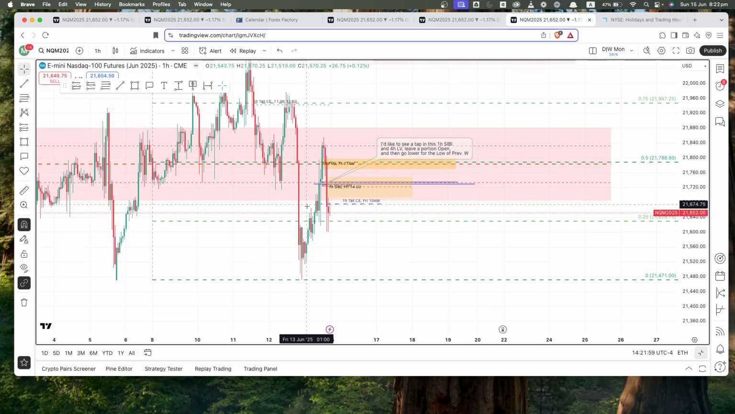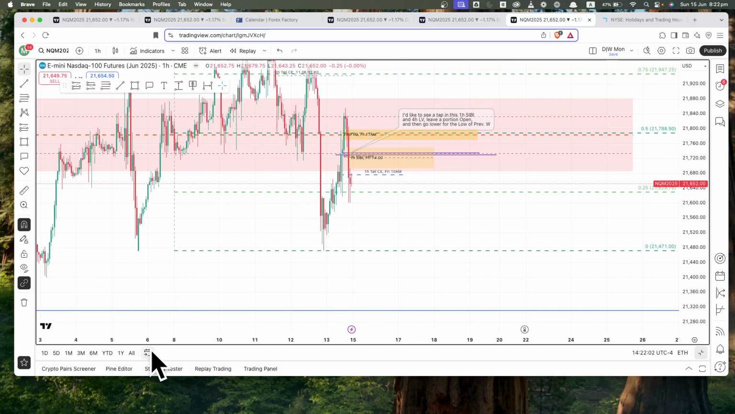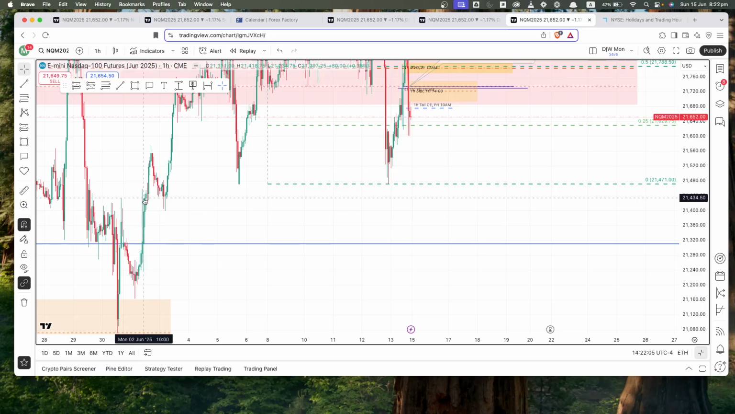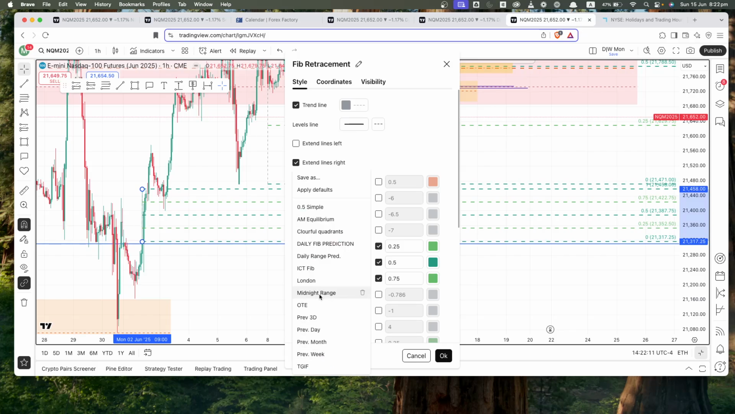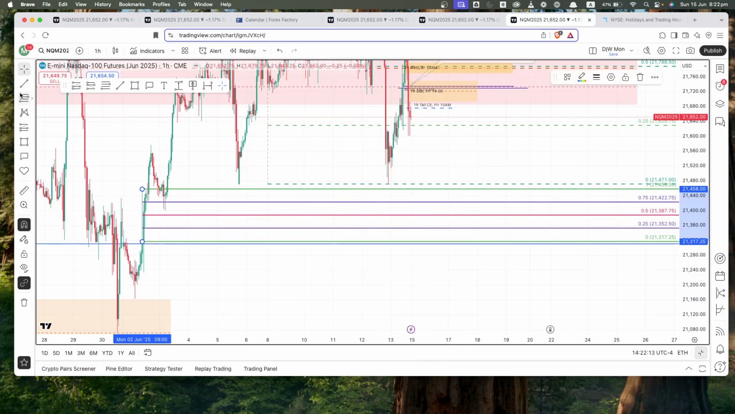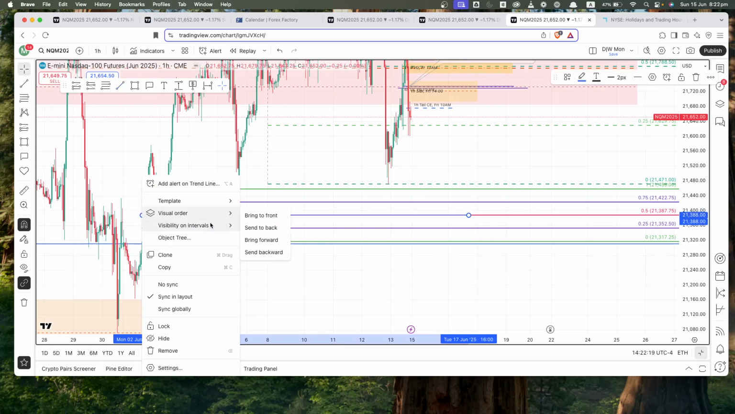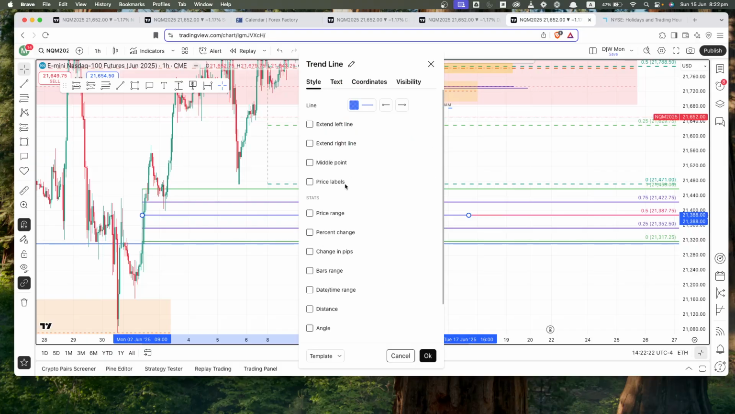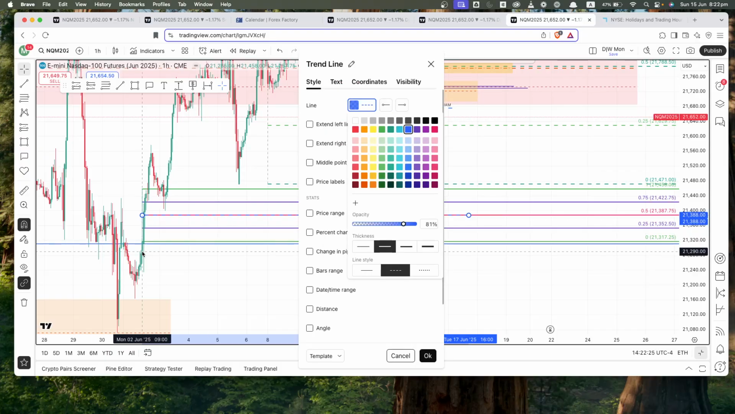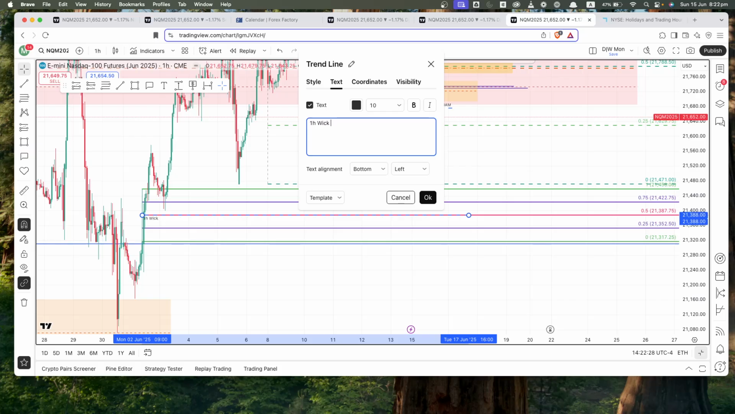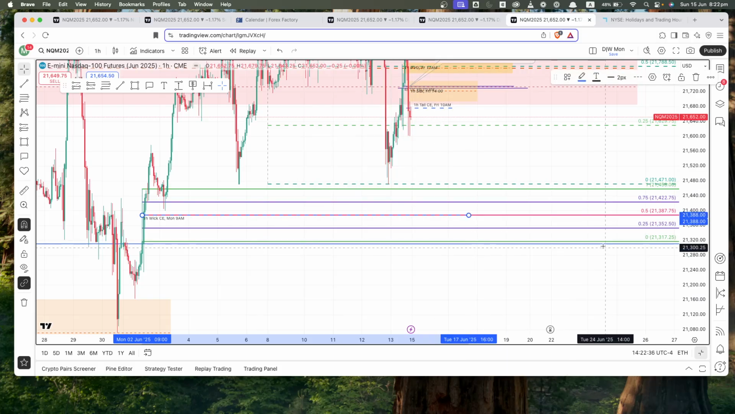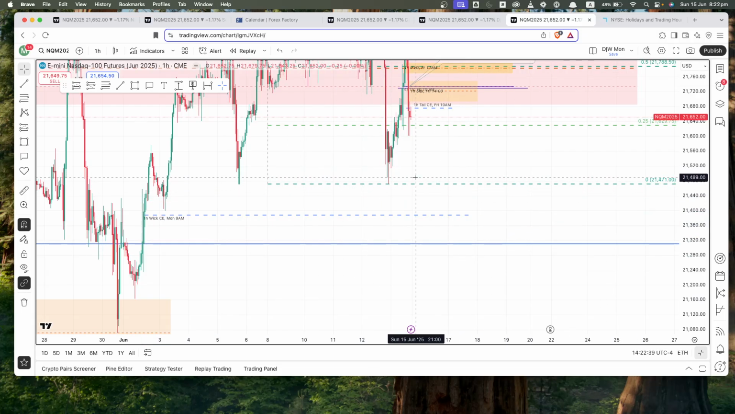So after price respects this area, I'm looking for a run into here, and then we have this consequent encroachment of the 1-hour, which I would like to see some move towards. So this would be another objective that I have, but this would still be quite enough for a trade.